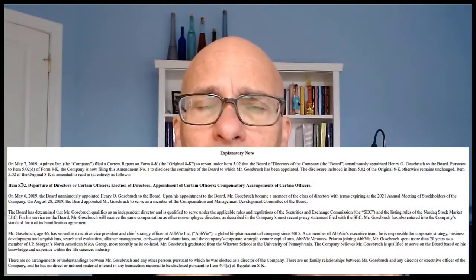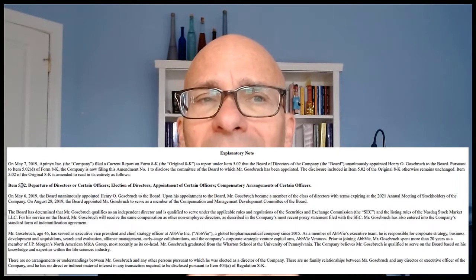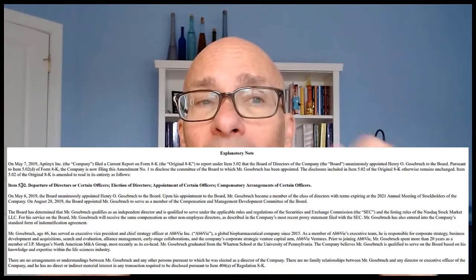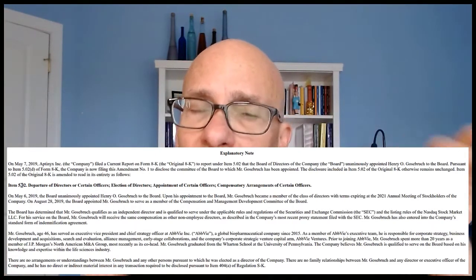So let's go through two examples. In this example, there's an amendment with an explanatory note. Explanatory notes are permitted and are a good idea if you think the reader might need help understanding what you're doing. This amendment rehashes the stuff that was disclosed in the original 8K. That's not required, but it's helpful to make the reader understand what's going on. They don't have to go digging into past filings to figure it out.